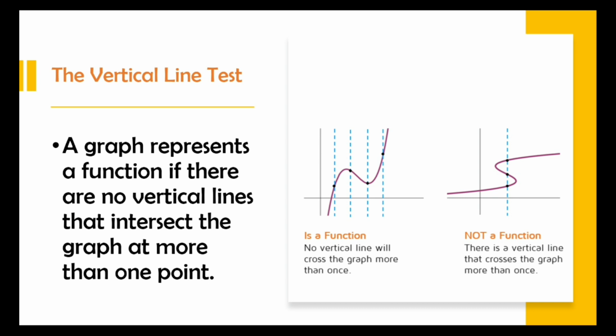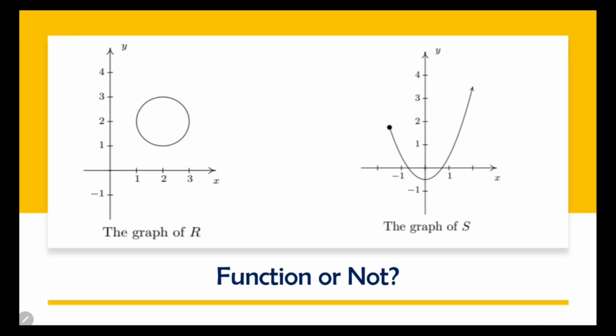A graph represents a function if there are no vertical lines that intersect the graph at more than one point. If you look at this figure, it is a function since no vertical line crosses the graph more than once. In the second figure, this is not a function since there is a vertical line that crosses the graph more than once.